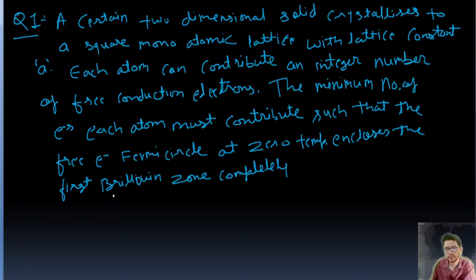Okay, so this is the exact pronunciation: Brillouin. Guys, it's a French name, and in India we say Brillouin zone. It's okay, but the actual pronunciation is Brillouin. So the first Brillouin zone completely. Option A is 3, option B is 1, option C is 4, and option D is 2.